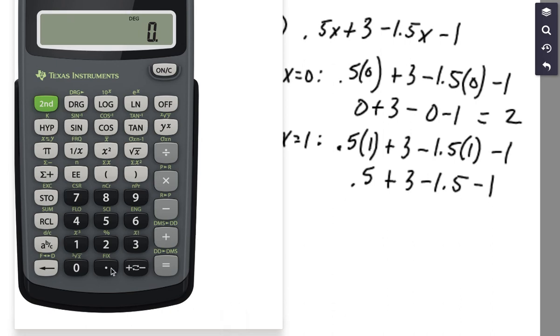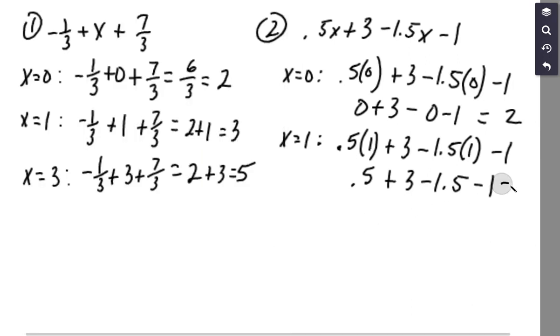So that's going to be 0.5 plus 3 minus 1.5 minus 1, and that's going to give me 1. So that just equals 1 right there. All right, so we got a 2 and we got a 1.